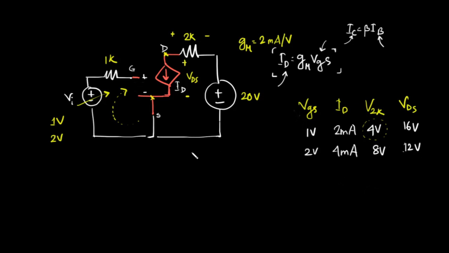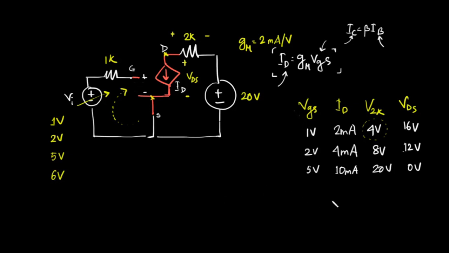Okay, so I will just cut to the chase. If I input 5 volt here, then VGS will be 5 volt, ID will be 10 milliampere, V2K will be 20 volt, and VDS will be 0 volt. Okay, 20 minus 20 equals 0. So same as the BJT, you can see that at 10 milliampere current, the VDS, the voltage of the transistor, has become 0 volt.